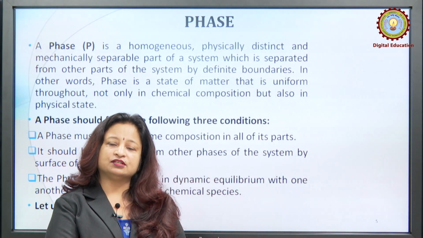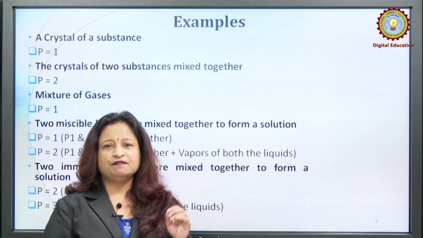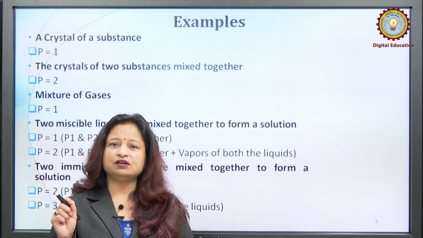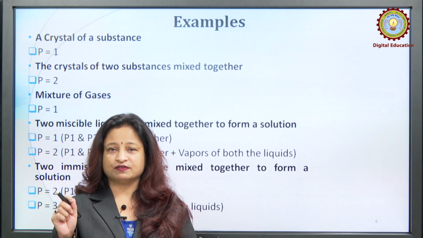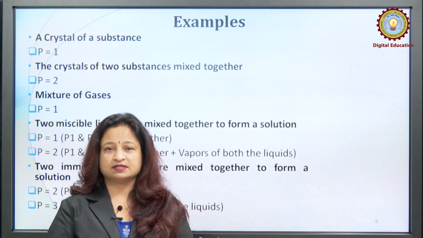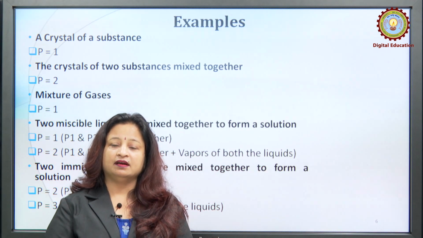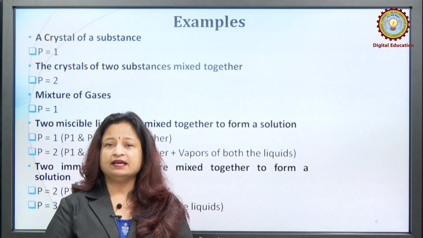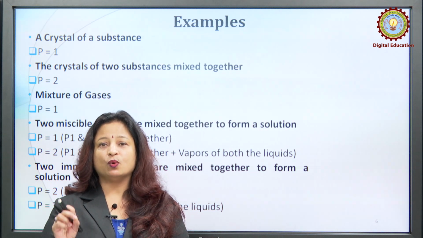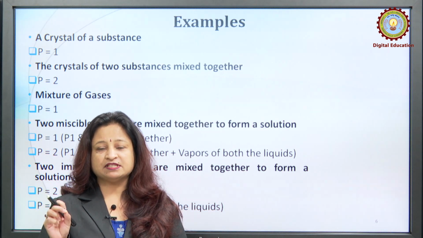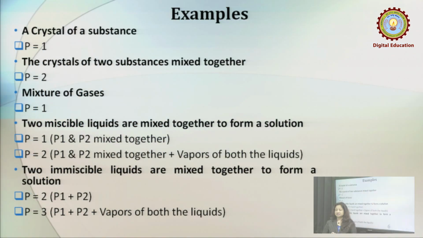So let us consider few examples. If we consider a crystal of a substance, a single crystal of a substance or any solid substance, then here we can very confidently say that the number of phases will be 1 only. So any specific solid substance represents single phase system. This is single phase system. So if we consider any solid substance, then we can say that it has number of phases 1 only.